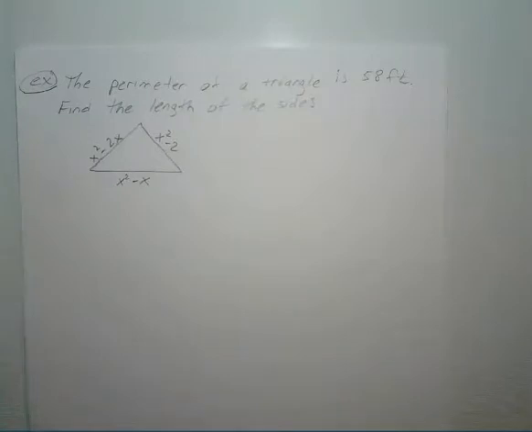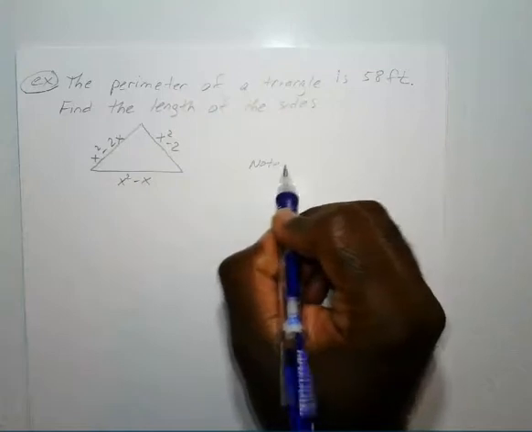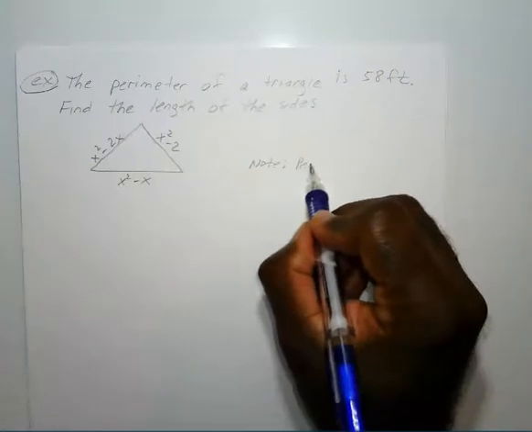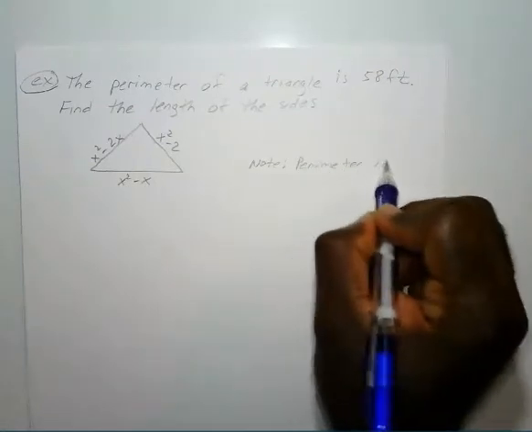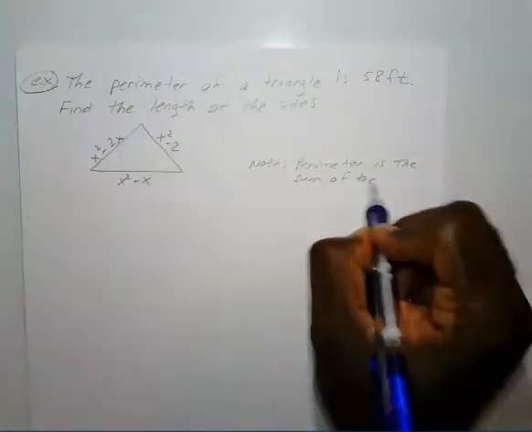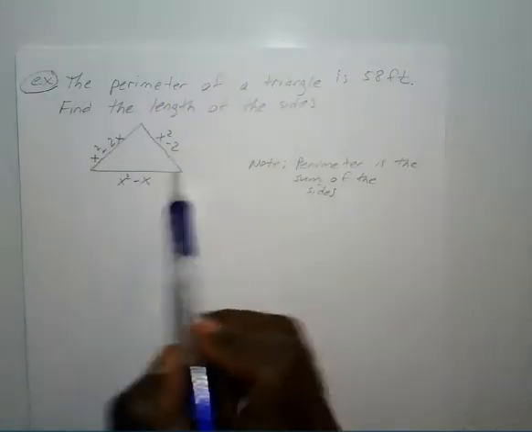Alright, so for our next example, we have the perimeter of the triangle pictured here is 58 feet. Okay, and we want to find the length of the sides. Now, what you want to remember is that the perimeter is just the sum of the sides. So that means we're going to add all of these sides together.